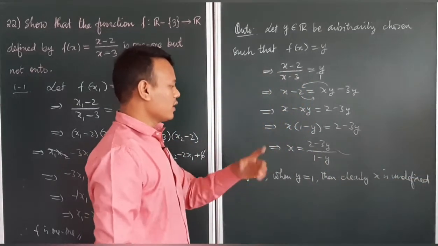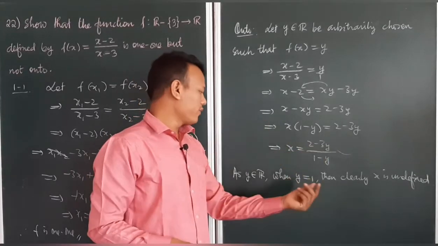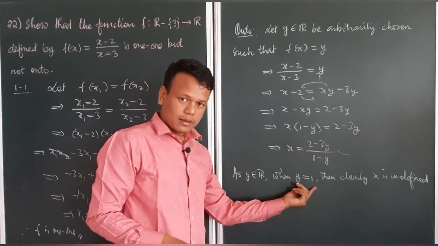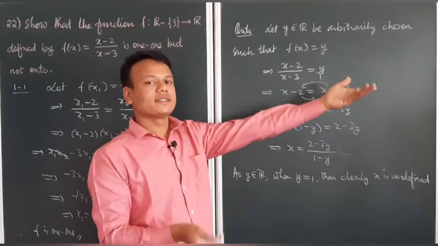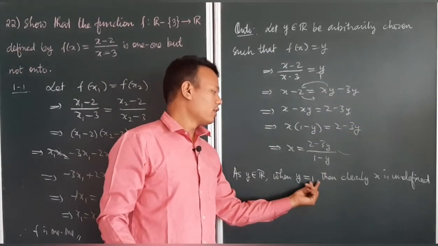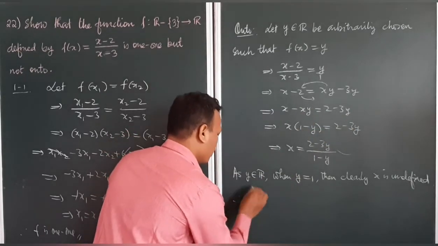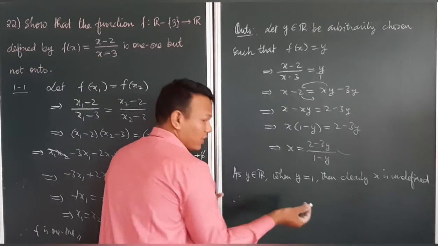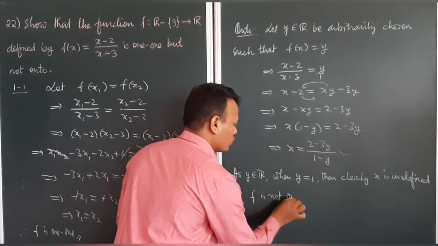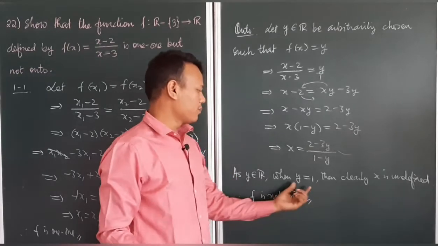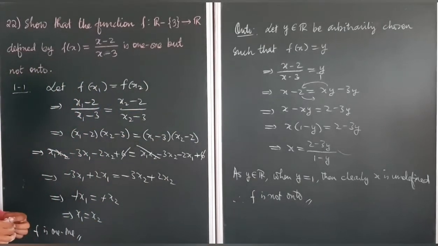So if there is no value of x which is mapped with y equals 1, then this means that the function is not onto. There is no x in the first set which is mapped with the number 1 in the second set. Okay, so therefore we directly conclude that f is not onto. Alright, so here my counter example was y equals 1. So pause the video and note it down.